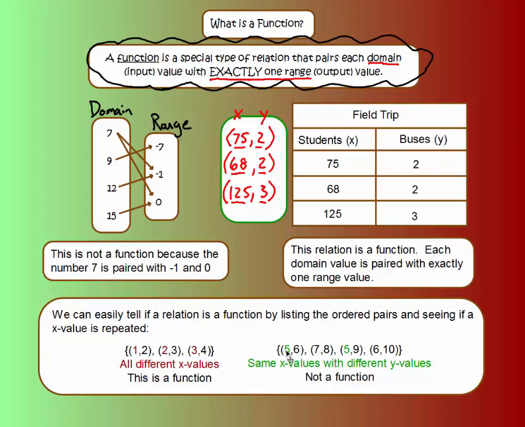How about this one? We have (5, 6), (7, 8), (5, 9), (6, 10). We have the same x values with different y values. So this 5 maps to 6, and then the 5 maps to a 9. So see how the y value is different, but the x value repeats? Whenever that happens, you cannot have a function. It is not considered a function. And that's one easy way to determine whether or not a relation is a function.